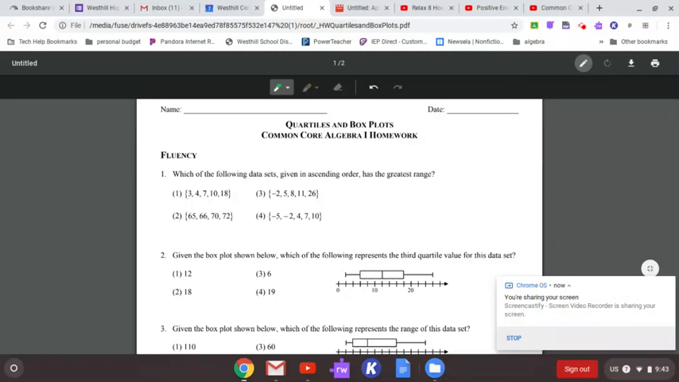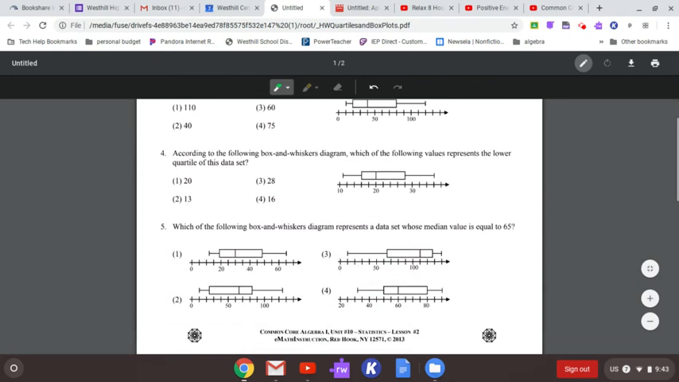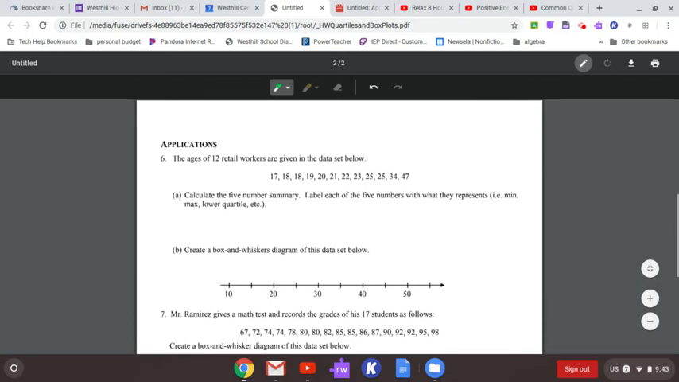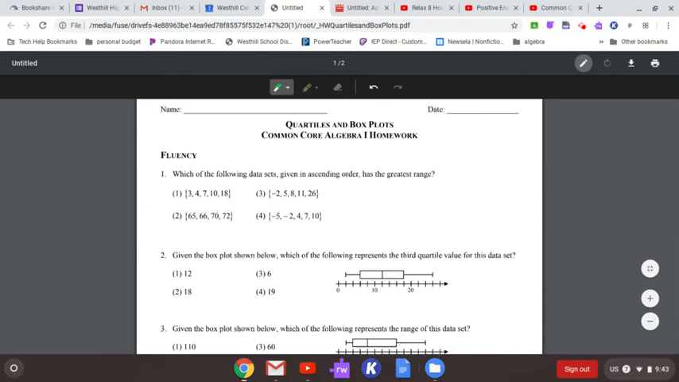Hello, everyone. So today I wanted to take a look at the quartiles and box plots homework, the second homework for this week. I'll go through some of the questions. Some of them will just give you hints on what some of the vocab means, and then we'll take a look at some of these down here where we have to actually make the box and whisker plots, box plots.